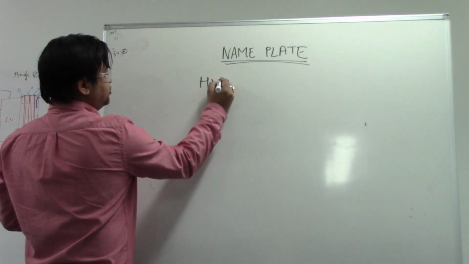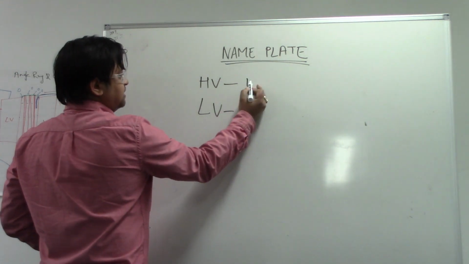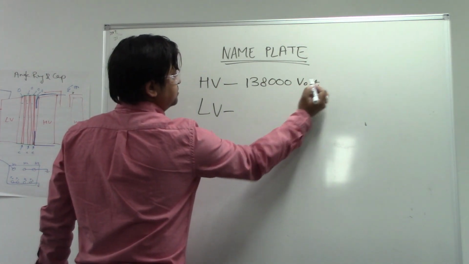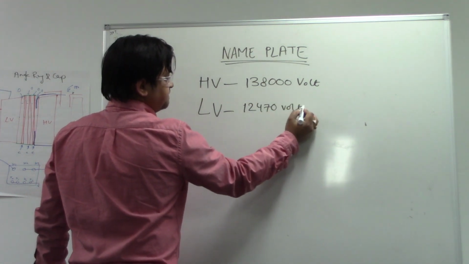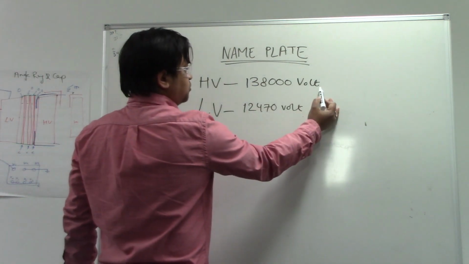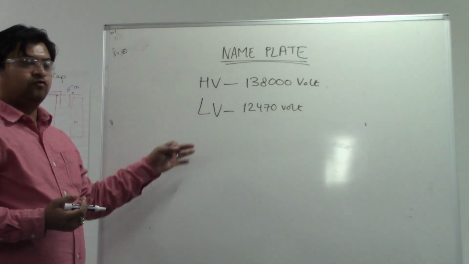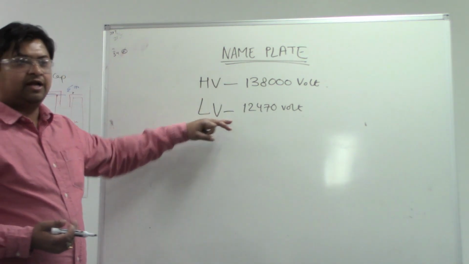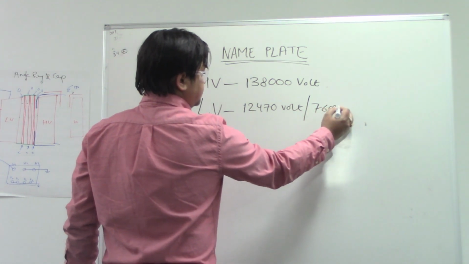We have high voltage, low voltage. So there are two values which are given. Let's say 138,000 volt, 12470 volt, right? If it's a delta, we don't show any other value because in delta the line and the phase voltage are the same. That's why you only see one reading. But whenever you have a star winding, you see two readings like 12.47 by 7600 volt.